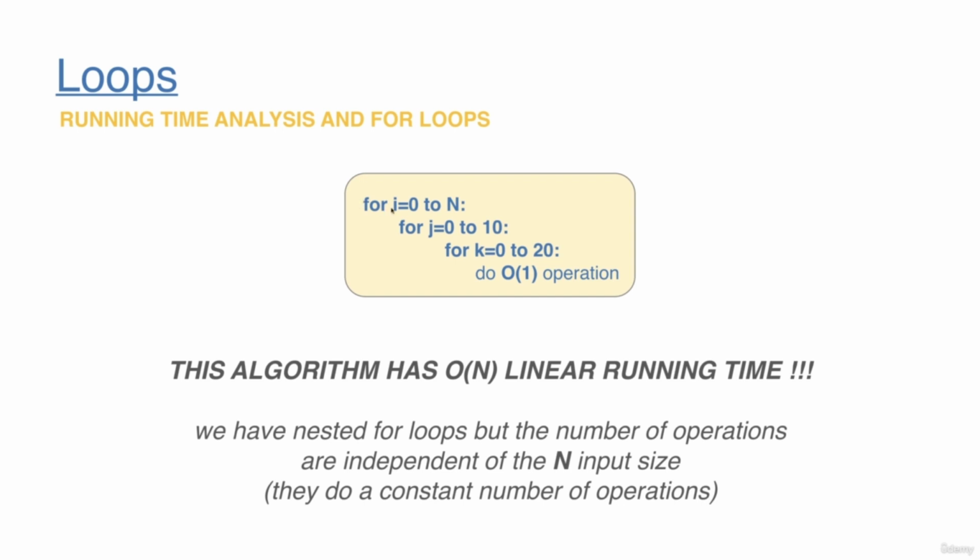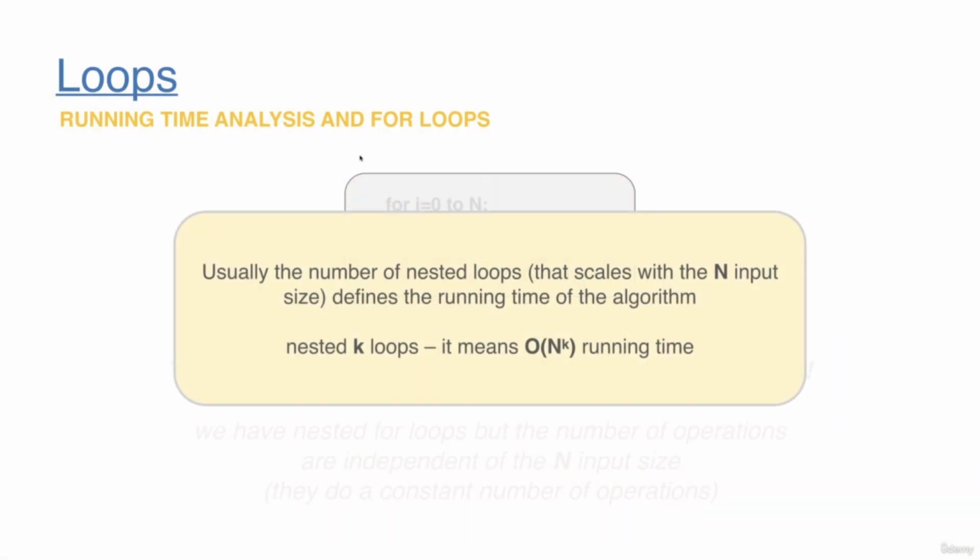So it is absolutely crucial that the number of nested for loops does not necessarily mean polynomial running time complexity. We have to consider exclusively the for loops that scale with the n input size. Okay, and by the way, the number of nested for loops that scale with the n input size defines the running time of the algorithm. So if we have k nested for loops, where every single for loop scales with the n input size, then it means polynomial running time complexity, order n to the power of k.